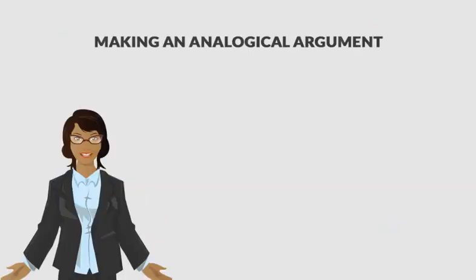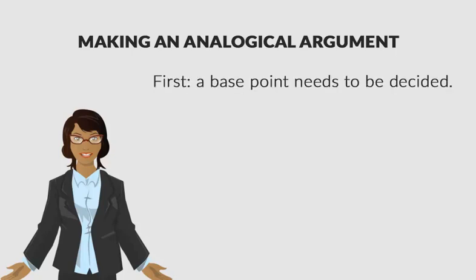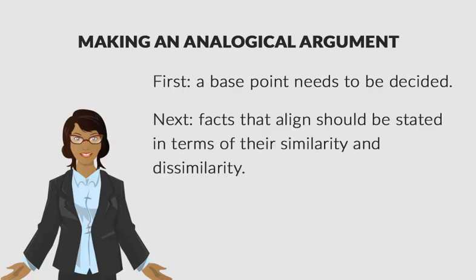Making an analogical argument requires a few steps. First, a base point needs to be decided. A base point is made by identifying the relevant facts that will impact whatever decision is made. Next, the facts that align should be stated in terms of their similarity and dissimilarity. This will help compare and contrast the two cases.